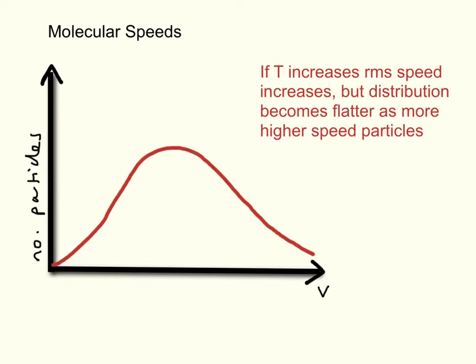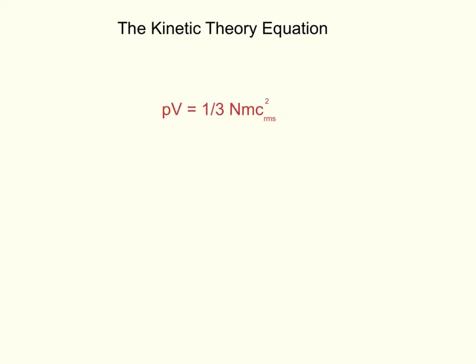It's worth noting that if the temperature increases, the distribution gets flatter. The peak will move further to the right of the graph as the average velocity will be higher, but it'll also get flatter because there's more particles that are at higher speed, so it'll look something like that. So the peak's less pronounced. Okay, so let's start deriving this equation.